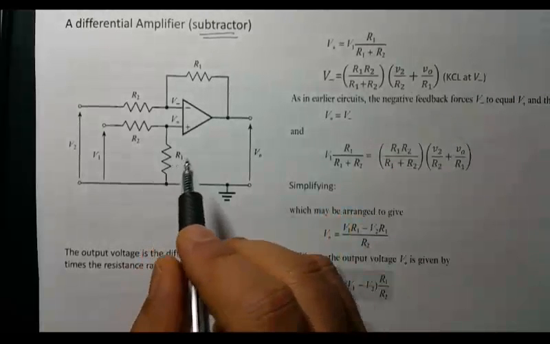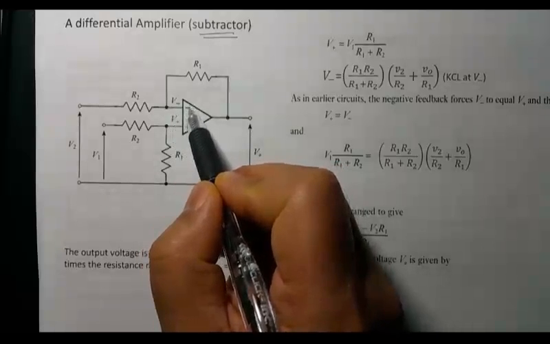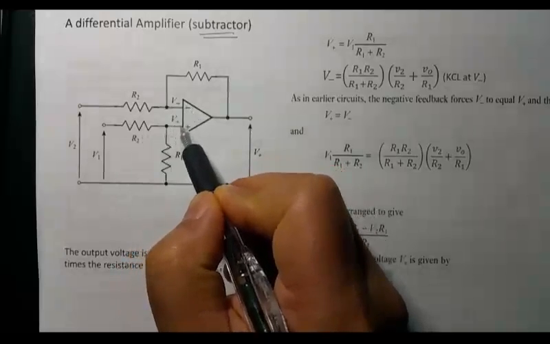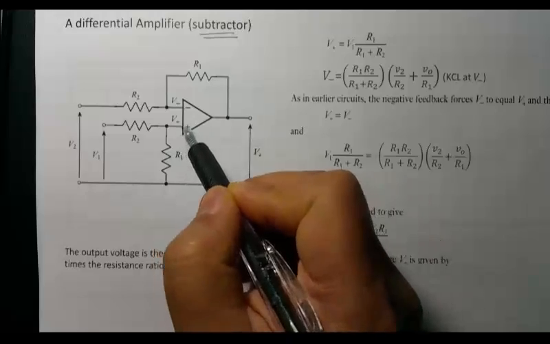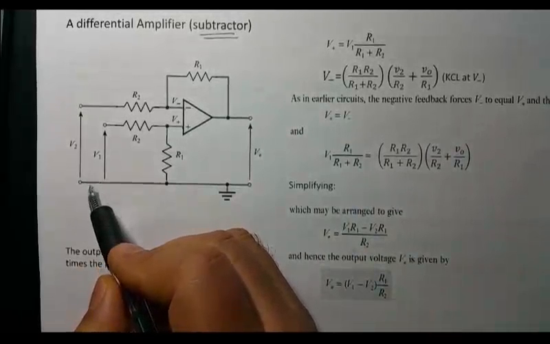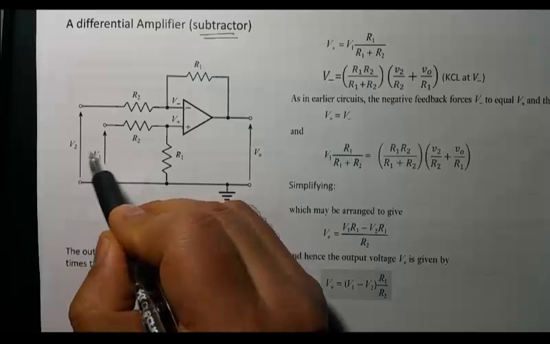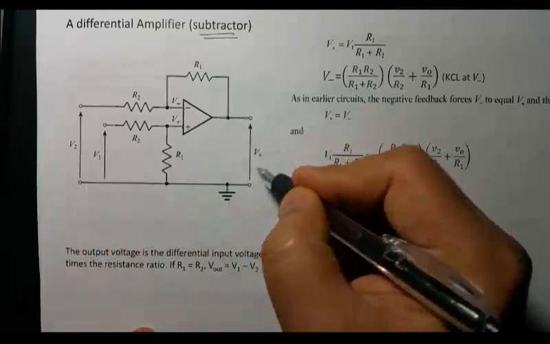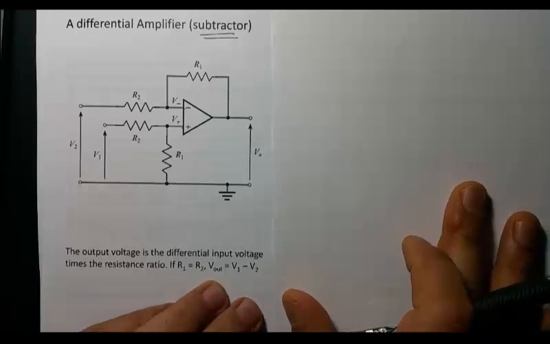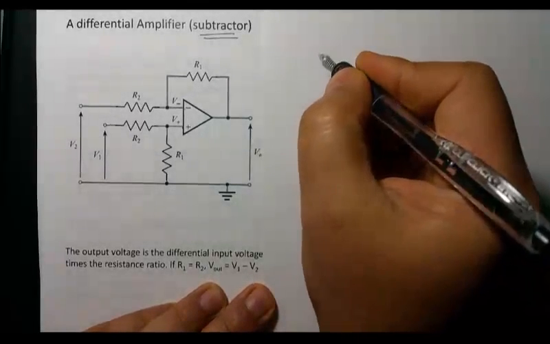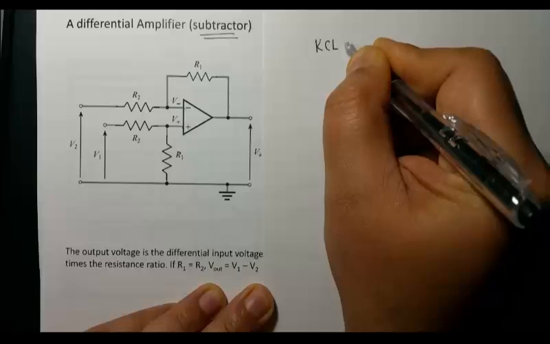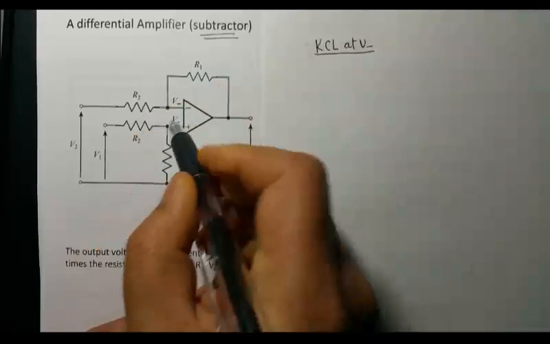So you need two voltage dividers here. One is for the inverting input, the other voltage divider is for the V plus, the non-inverting input. So then you apply those two voltages to be subtracted at V plus and V minus like this, and let's see what would be the output. So let me quickly show you this with the same circuit. So for example, first of all, I'm gonna apply KCL at V minus right here.